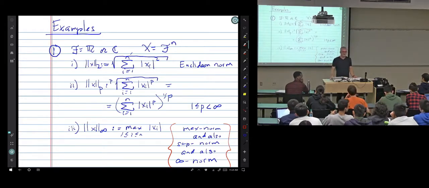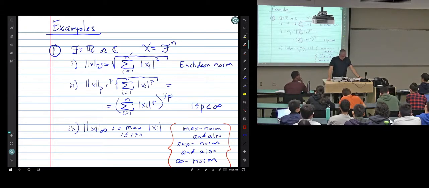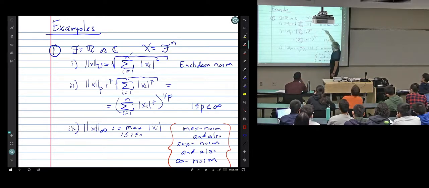Question? Yes? Can n be infinity? No, n is like 17, Avogadro's number, but finite. Okay. So is there a concept of norms in infinite dimension? Yeah, so the question is, if you have an infinite tuple, can you define a norm on that?